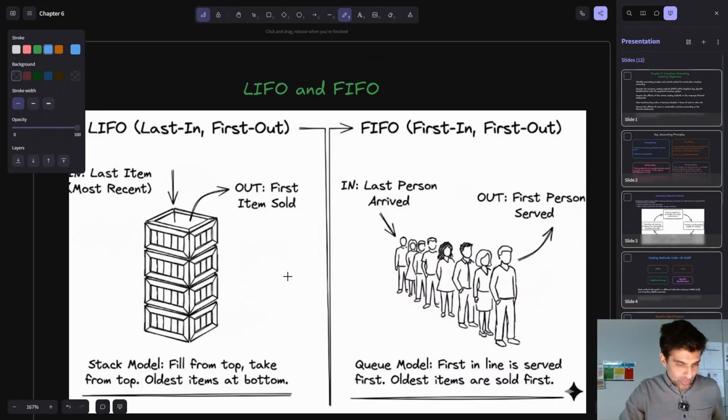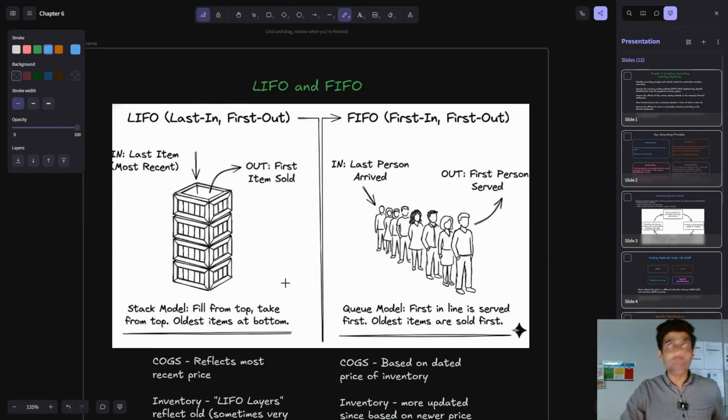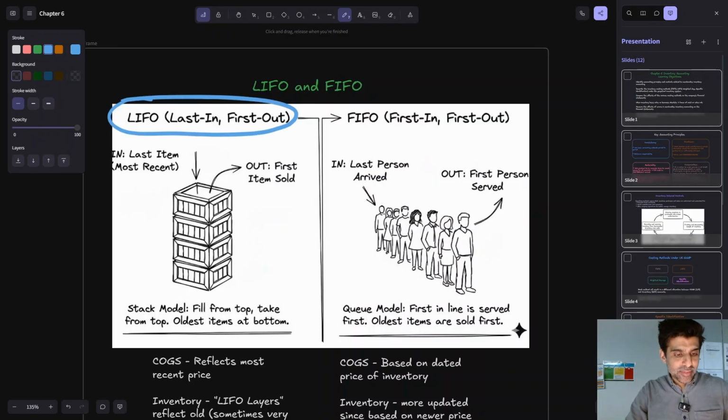I'm just going to talk about what these are. I'll do one example, and then we'll probably spend the rest of the class just working together on doing this. Okay, so LIFO versus FIFO. LIFO is last in, first out. You can think about it as a stack.